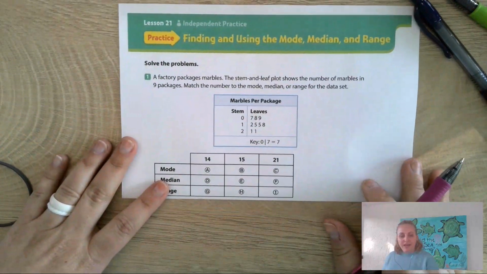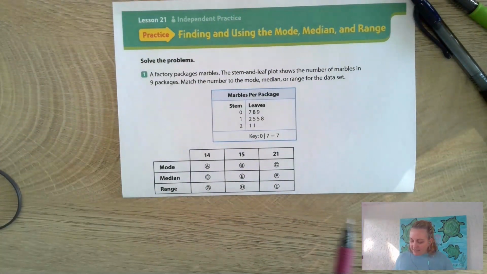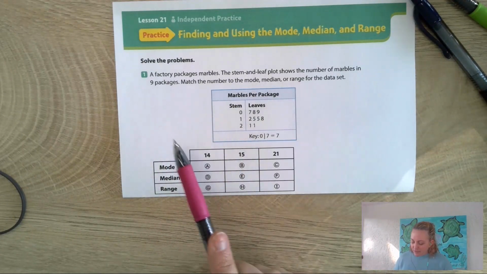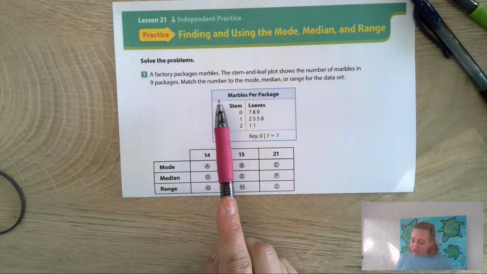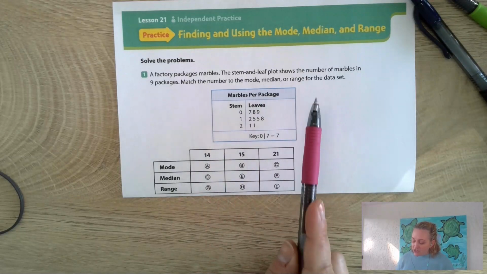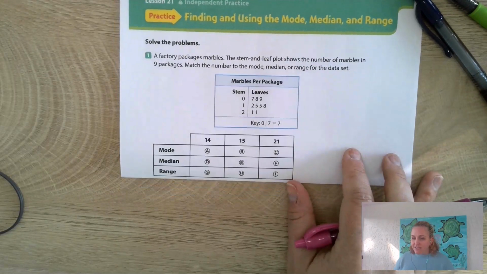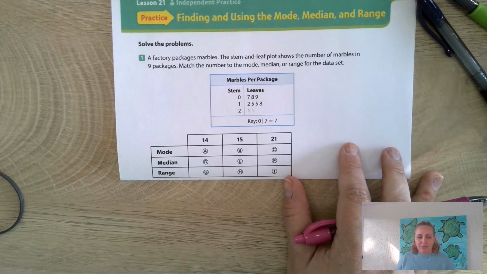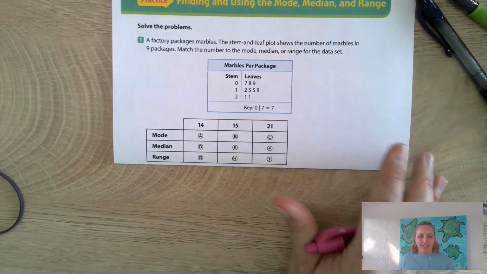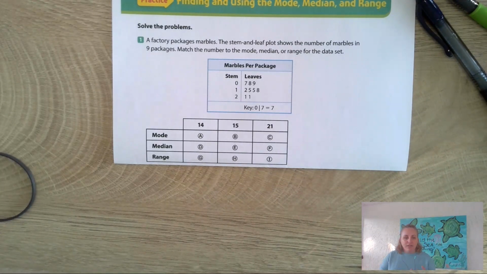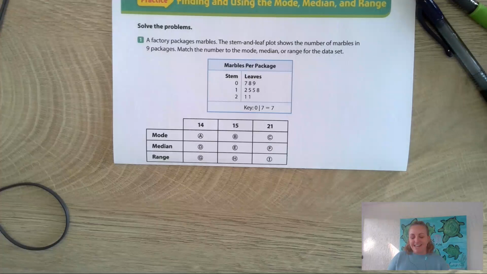Now you guys are going to try. I want you to look at this data set. It says a factory packages marbles. The stem and leaf plot shows the number of marbles in 9 packages. Match the number to the mode, median, or range for the data set. So we're actually going to fill it in this chart, and you might see something that looks like that on FAST. So I'm glad that we're looking at one that looks like that right now so we can see how to fill it in. So go ahead, pause, and find the mode, the median, and the range of this data set. Then come back with me and we're going to go over it.